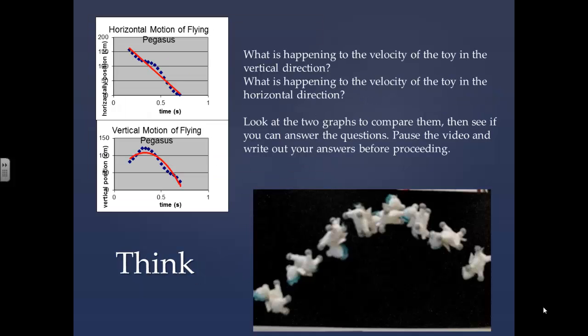Let's think. What is happening to the velocity of the toy in the vertical direction, and what is happening to the velocity of the toy in the horizontal direction? Look at the two graphs to compare them. Then see if you can answer those questions. Pause the video and write out your answers before proceeding.